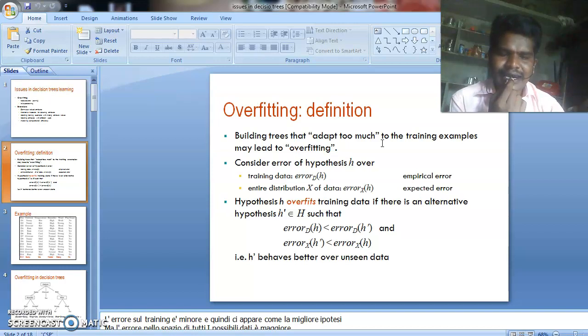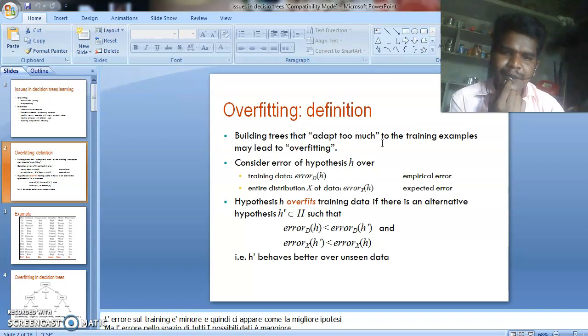The training data error, error of D and h, is the empirical error in overfitting. Next is the entire distribution of the instance space. An instance is represented as a small x, and the instance space is represented as the capital X. The error over the instance space for the hypothesis is the expected error.